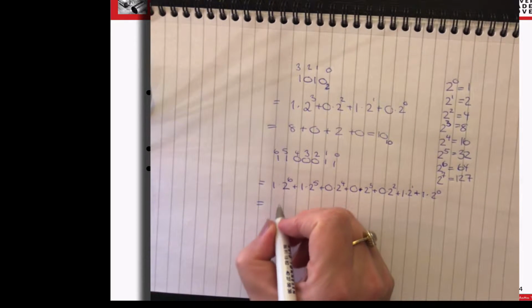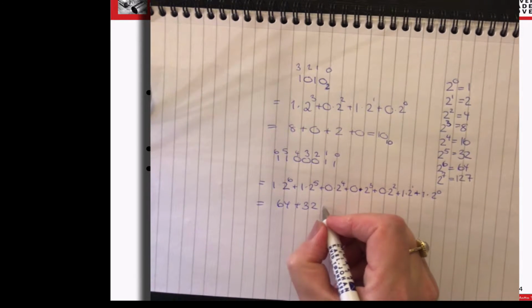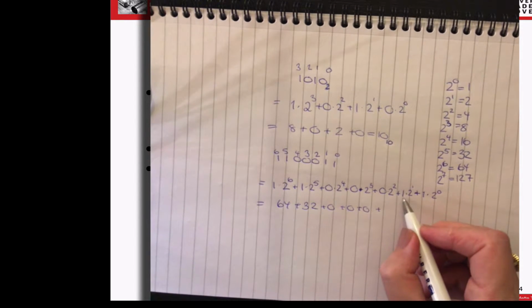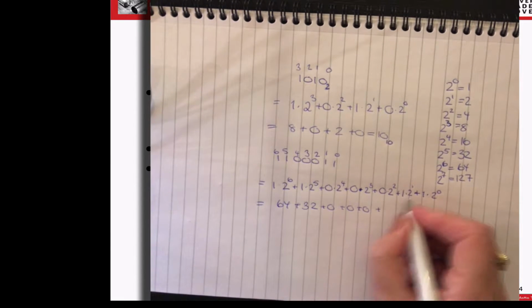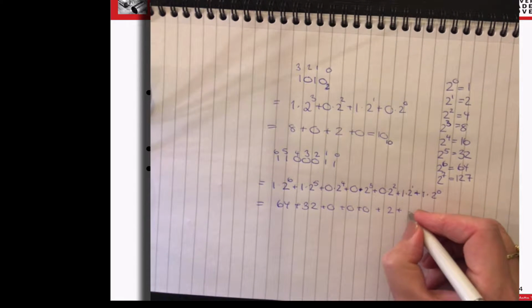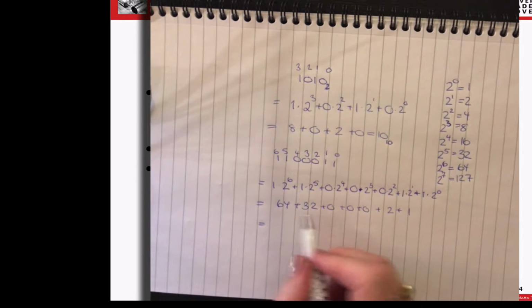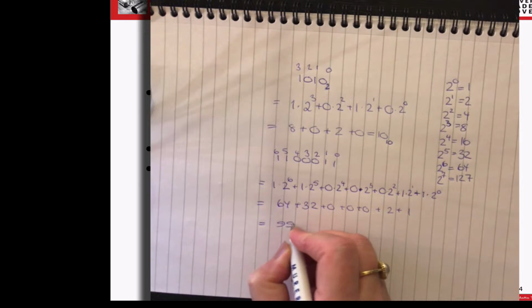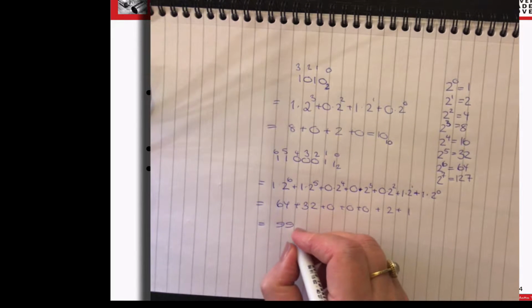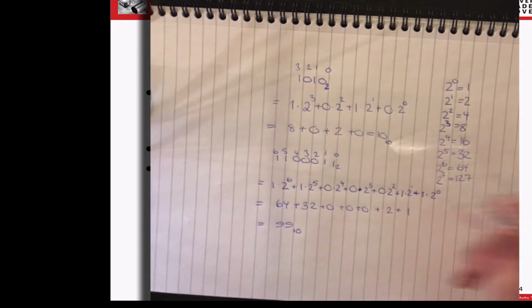So 2 to the power of 6 is 64, plus 32, which is 2 to the power of 5, plus 0 plus 0 plus 0 plus, and this is the power of 1, which is 2, plus 1. So this gives us altogether, if we add them up here, 99. So this number here in binary represents the same as 99 does in decimal. So it's just another way of writing the same number.